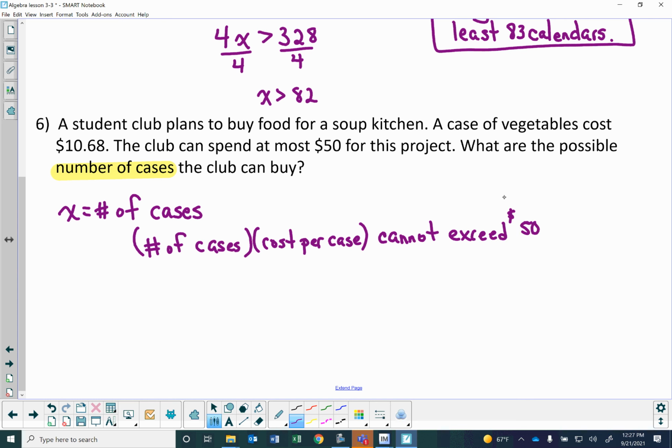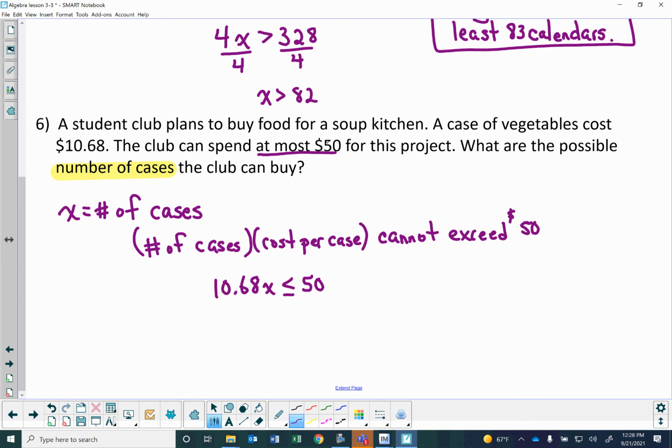If it comes to $50.55, I'm going to have to go begging somebody for 55 cents, otherwise I'm going to look rather foolish. So the number of cases, I don't know how many cases I'm going to have. The cost per case is $10.68. So $10.68 times the number of cases has got to be less than or equal to $50. It cannot exceed it. At most means they can go up to $50 or less than $50, but they cannot go over $50. That's why we know this is going to be a less than or equal to versus just a less than.